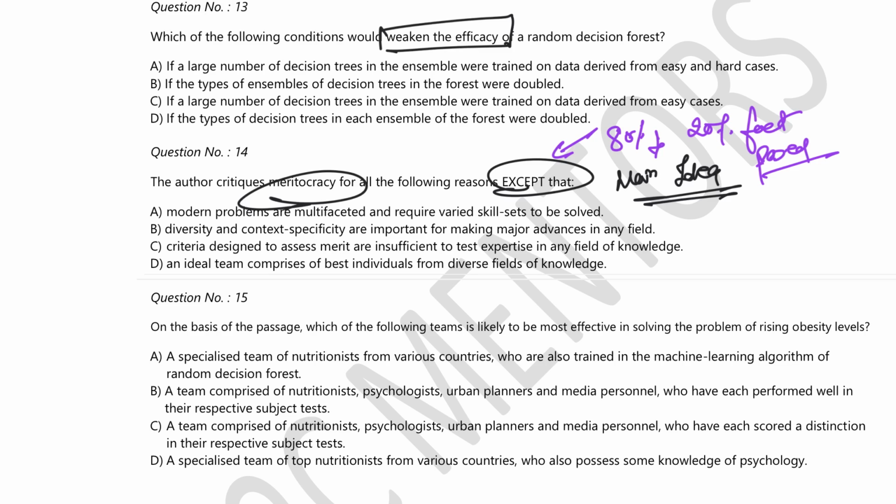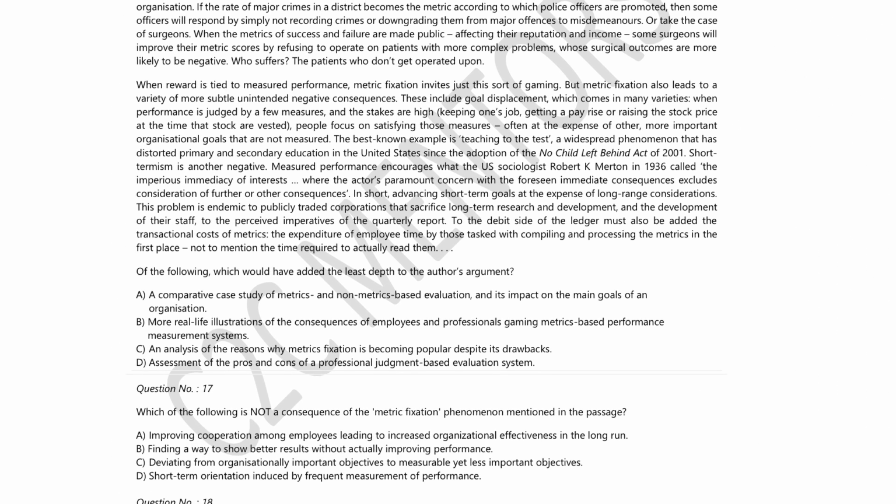So let's move ahead a little bit. On the basis of the facts in the passage, which of the following teams is likely to be... Okay, this is fact based. I'm going to leave that. Okay, let's have another question. Beautiful. I love this question.